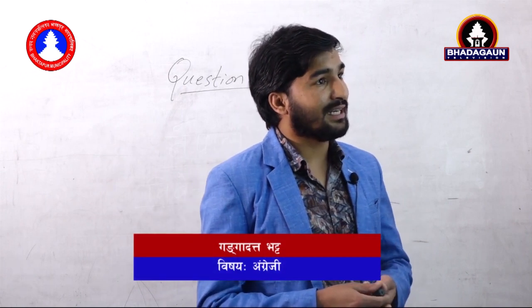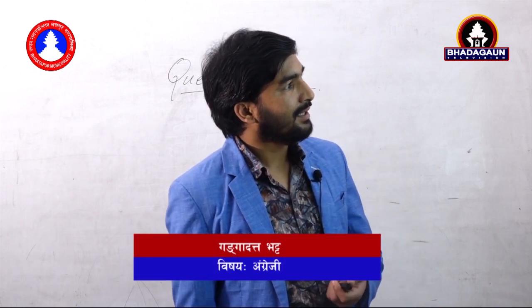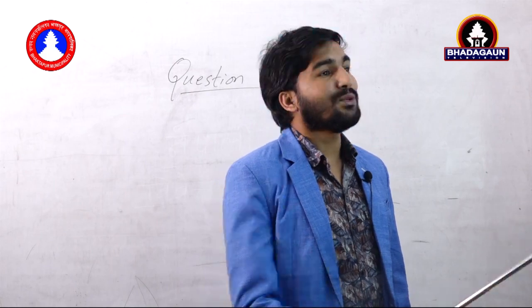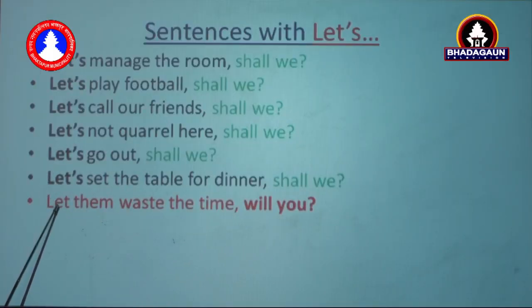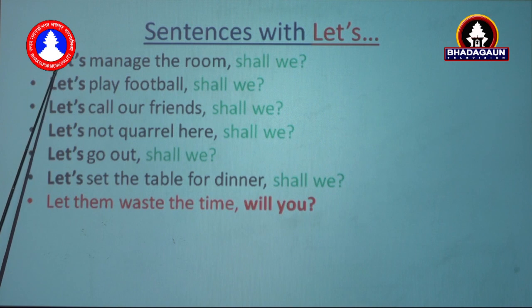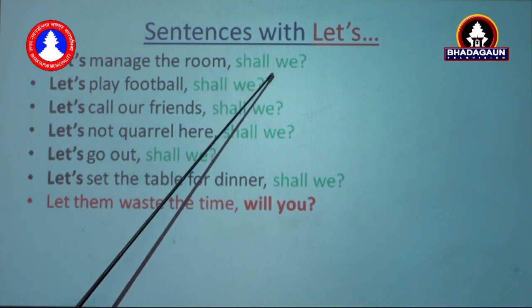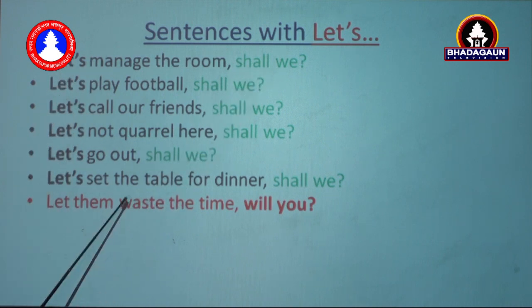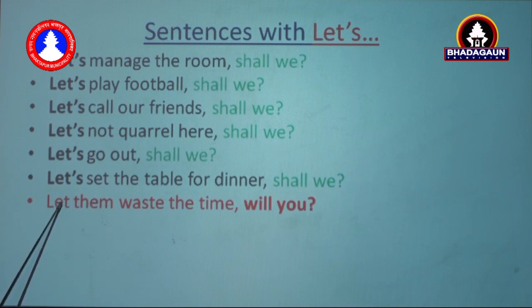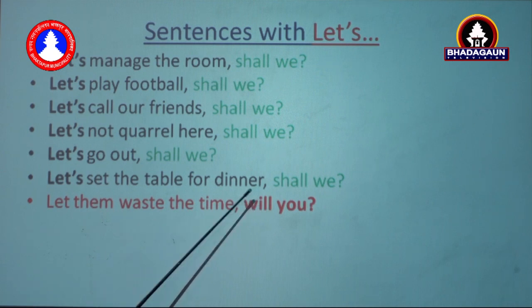So, some of the students get very confused about that. Some of the students may use the "shall we" tag with let also. So, remember, if the statement starts with let's, use "shall we", otherwise that can be an imperative sentence. If there is only the word let, and apostrophe s is not given, use "will you". I have highlighted this statement because it is different from the rest of the others on the screen.